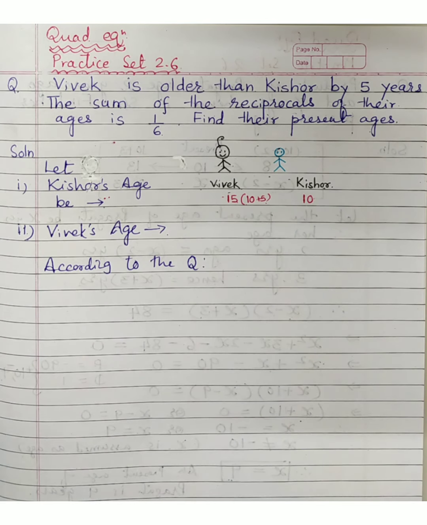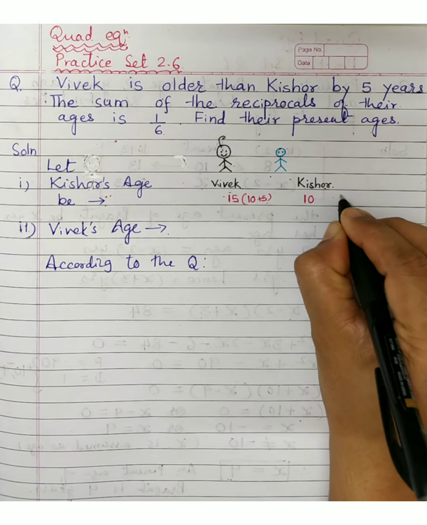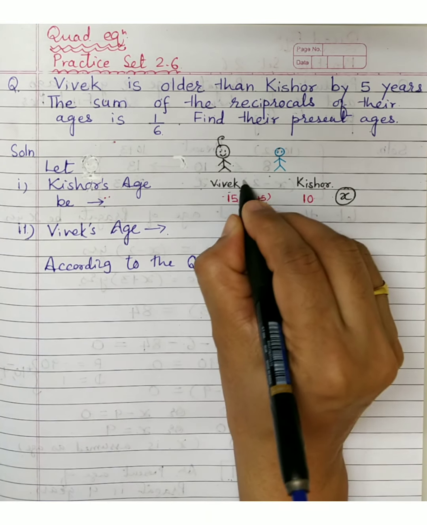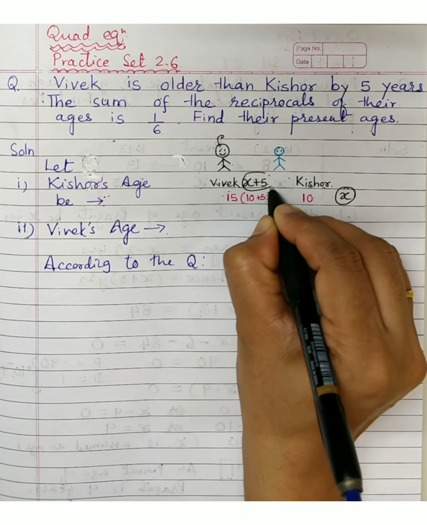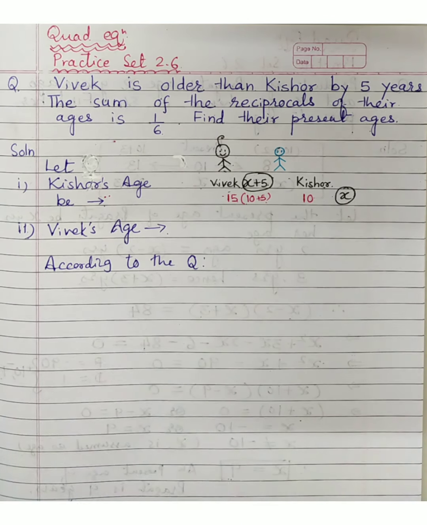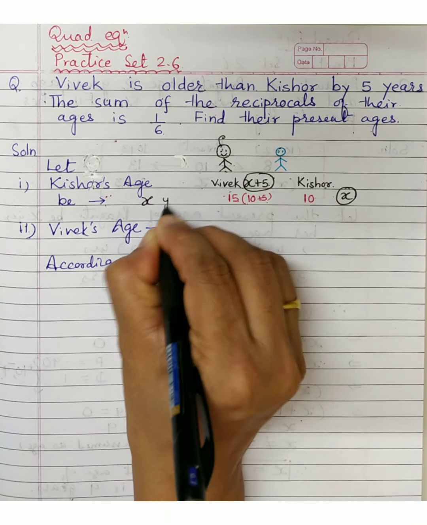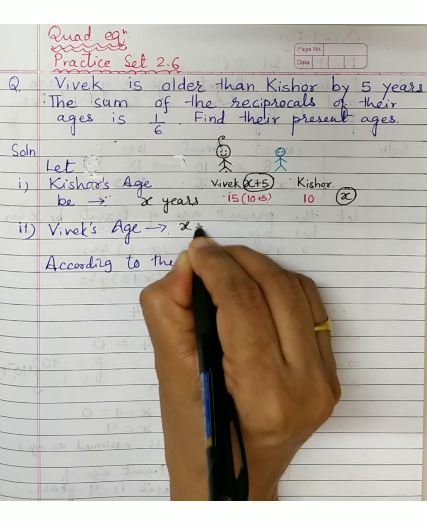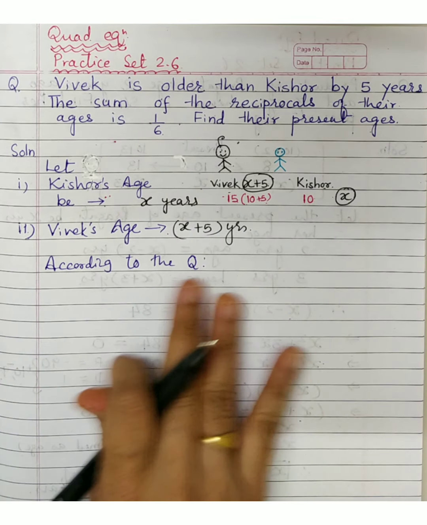So if I assume Kishore's present age as x suppose, what will be Vivek's age? It will be x increased by 5, x plus 5. So, if I assume let Kishore's age be x years, Vivek's age will be what? x plus 5 years. Now, what is the question?